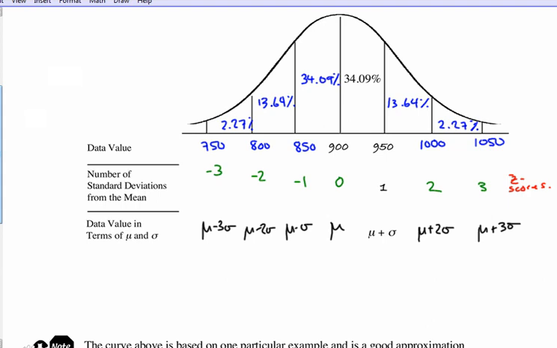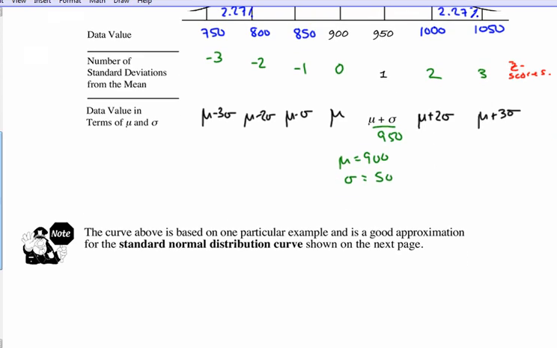And that's how we get our values, right? If we know our mean is, say, 900, and I want this value here, and our standard deviation is 50, then this would be 950, the mean plus 1 standard deviation. So the curve above is based on one particular example and is a good approximation for the standard normal curve. On the next page.